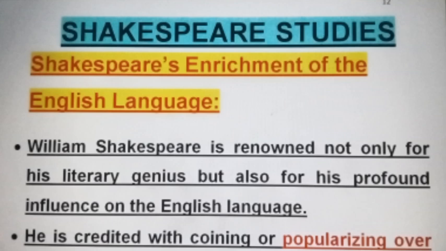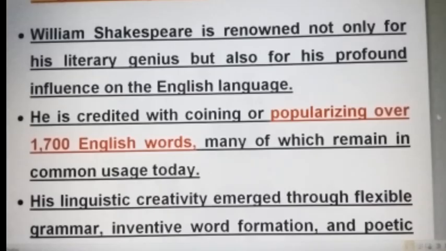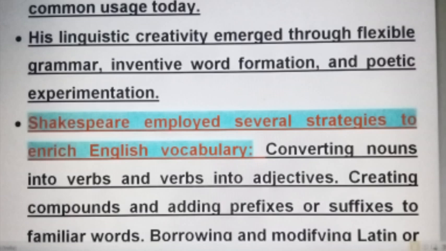Today our first topic is Shakespeare's enrichment of the English language. William Shakespeare is renowned not only for his literary genius but also for his profound influence on the English language. Shakespeare is credited with coining or popularizing over 1,700 English words, many of which remain in common usage today. His linguistic creativity emerged through flexible grammar, inventive word formation, and poetic experimentation.